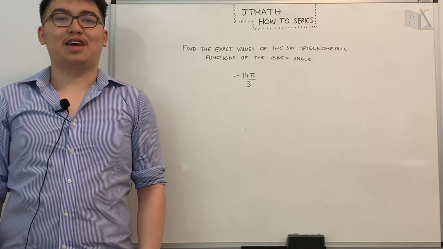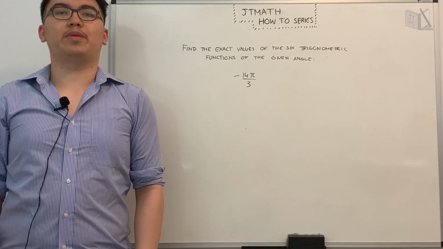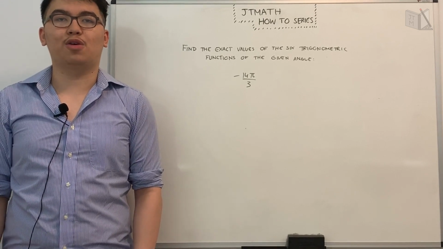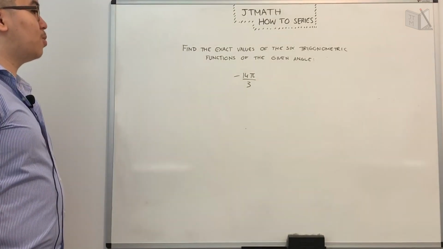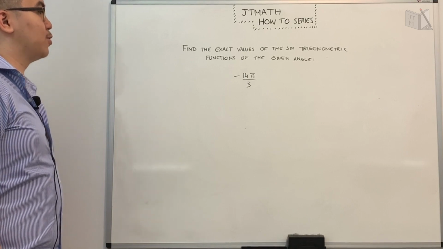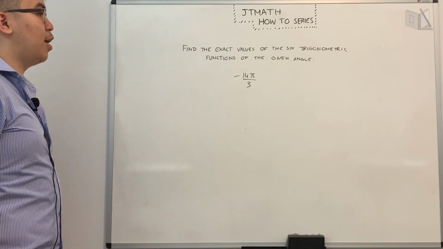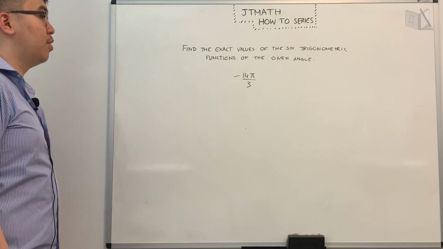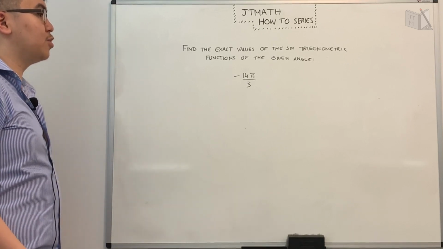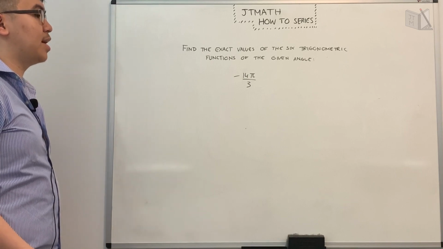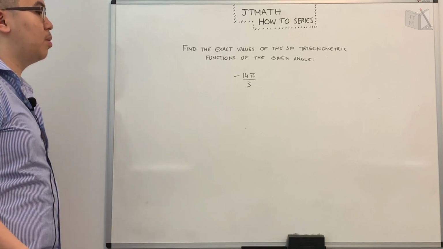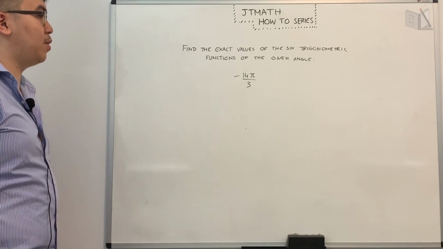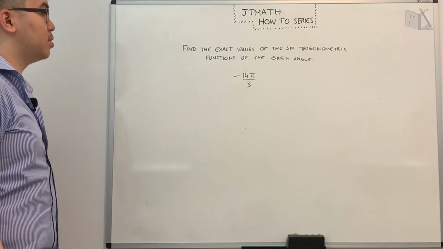We're going to find the exact values of the 6 trigonometric functions of the following angle, minus 14 pi over 3. So there are two important things we need to consider before we answer this question. Firstly, how much is a period of a sine, cosine, or tangent function? For example, a sine function has the exact same values every 2 pi radians, whereas a tan function has the exact same value every 1 pi radians.